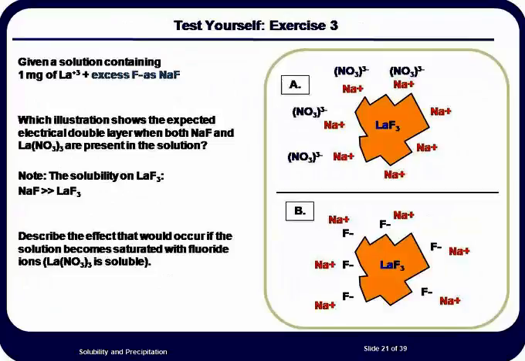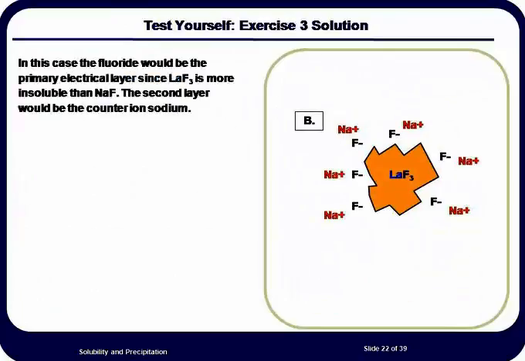A solution is saturated with lanthanum fluoride by taking 1 milligram of lanthanum nitrate and adding excess fluoride ion as sodium fluoride. Which of the two pictures on the right depicts the correct configuration of the electrical double layer? You should have picked B, since the excess fluoride will be more insoluble at the precipitate surface than would be the excess sodium ion.